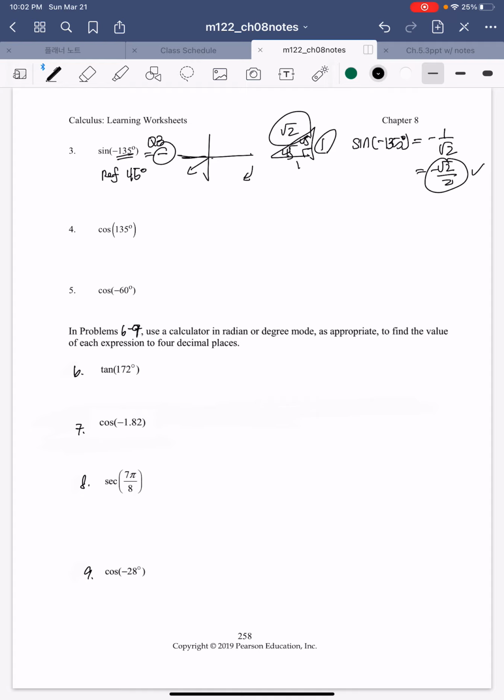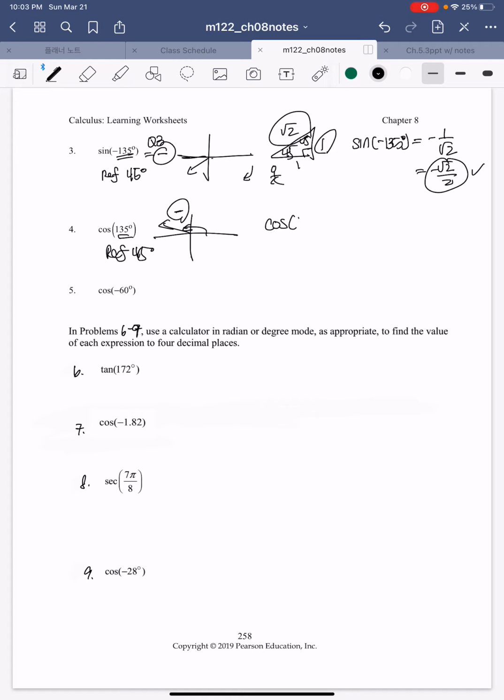Okay, so that's how we set up and then use the triangle to get the answer. Let's try a couple more. Now going in the positive direction, 135 is right over here. So this is quadrant 2. So cosine is negative here because only sine is positive. I have a reference angle, same thing. I can use 45 degrees. So I'm going to use the same one over here.